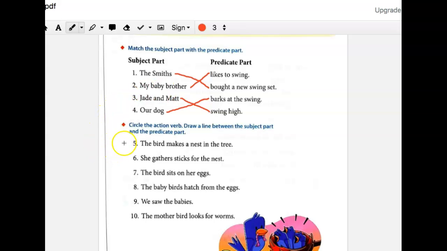Very good. Let's move on to numbers 5 through 10. Circle the action verb. Draw a line between the subject part and the predicate part. The bird makes a nest in the tree. What is the action verb? The action verb in this sentence is makes. The verb makes tells us what the bird is doing.